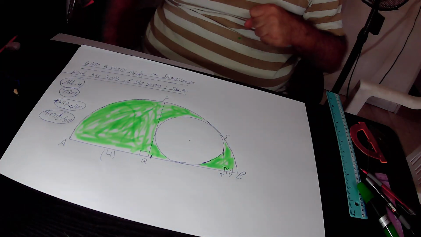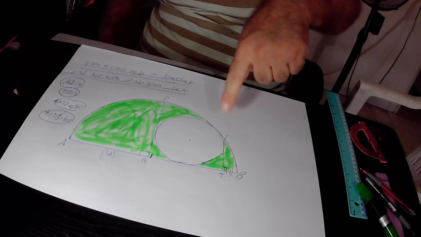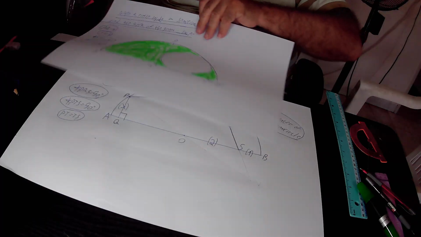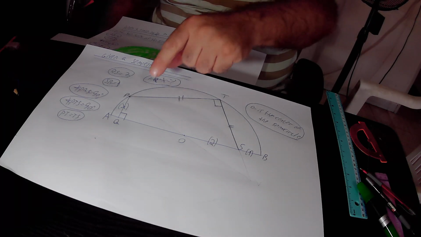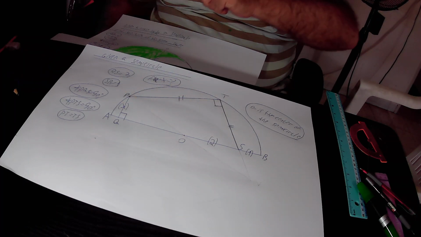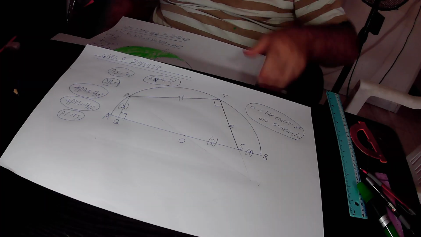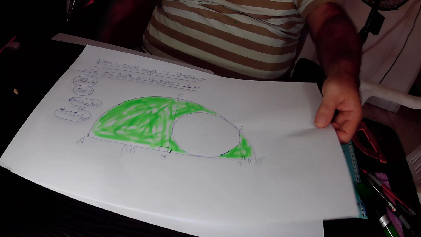Hello, in this lecture I answer two questions. In the first question we find out the area of this green shape. In the second question we find out the length of this line segment PQ that is equals to x. We have to find out the value of x. So we start with the first question.